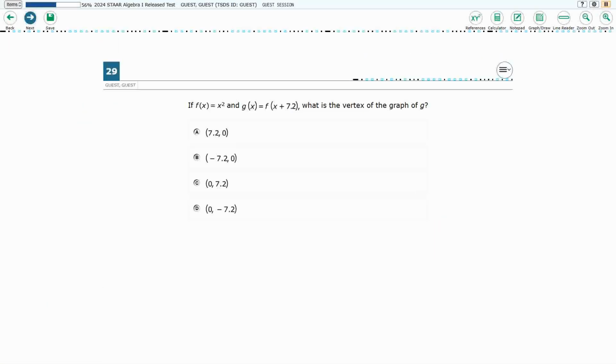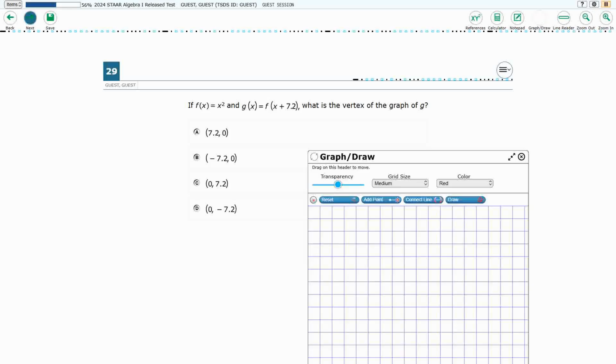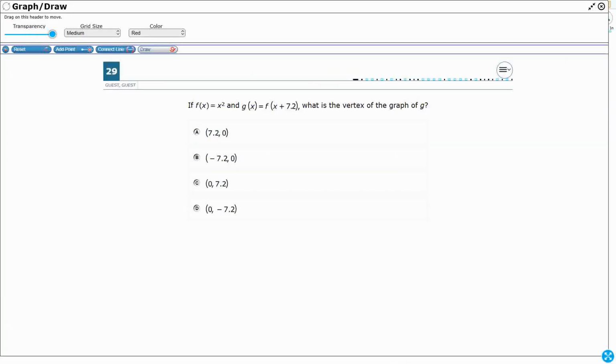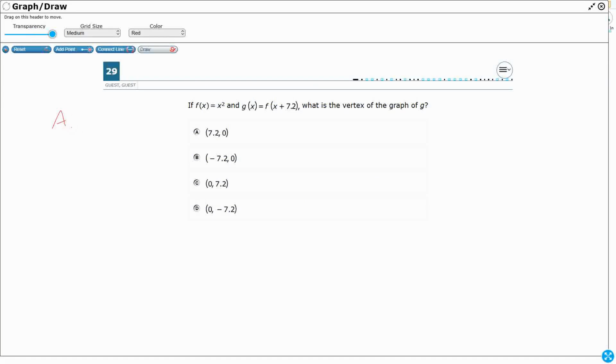Next, for 29, we are looking at parent functions. We don't have anything graphed for us this time. This is standard A.7c. And this is one which we can graph to help us, but we can also do this without graphing. All right, so if we think of parent functions, we need to think of g of x equals a f of x minus c, plus d.